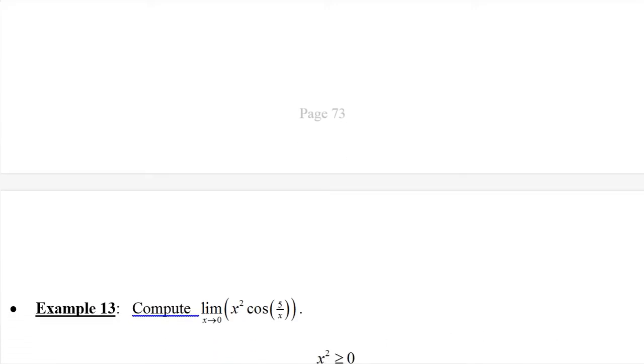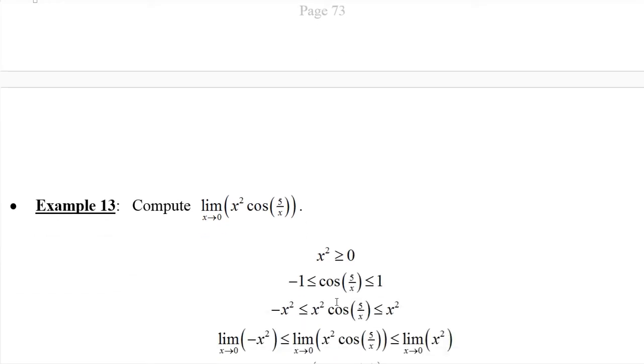Take the limit as x goes to 0 of x squared times cosine of 5 over x. See if you can do this one on your own and then come back and check your work with the video here in just a second. Use a similar technique to the last problem. Press pause now.